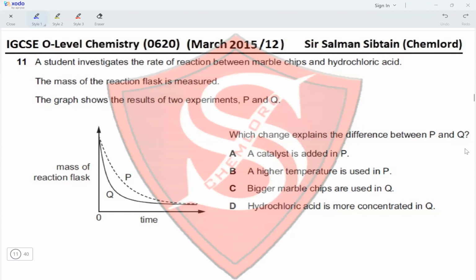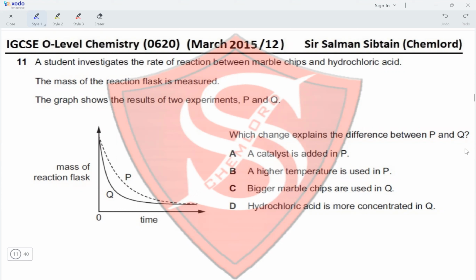Hi guys, this is IGCSE O-Level Chemistry, paper 12, March 2015, question 11. A student investigates the rate of reaction between marble chips and hydrochloric acid. The mass of the reaction flask is measured. The graph shows the results of two experiments P and Q. So, mass of reaction flask and time.